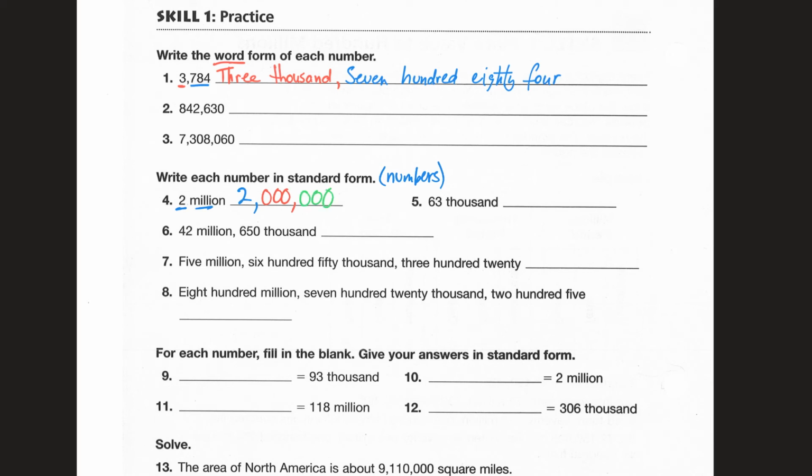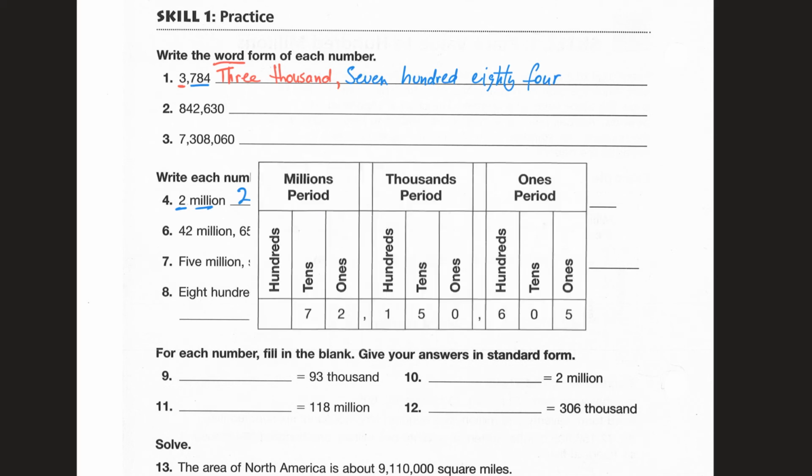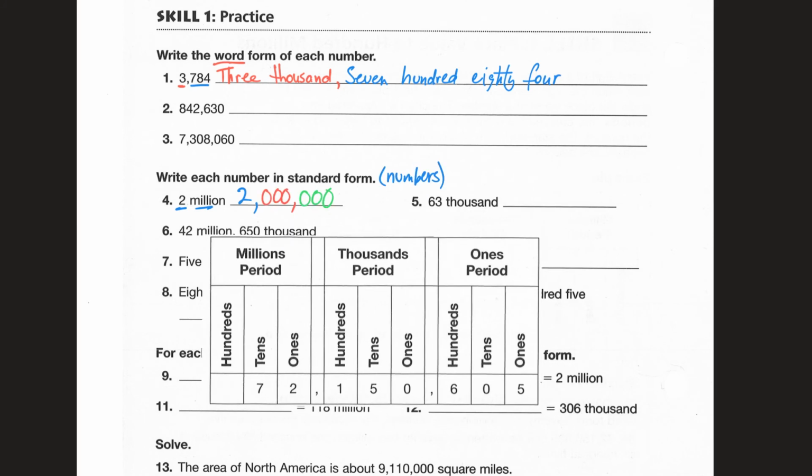What I'm doing is going back to what we had on the previous page. I brought this back out just to show you that what we have is 2 million. So that's 2 right here in the millions period. So 2 million ends with a comma, and then I don't have anything in the thousands here. That's why I wrote the zeros, and nothing in the ones period right here. So I wrote zeros right there.